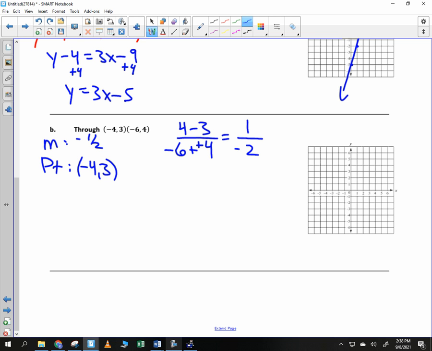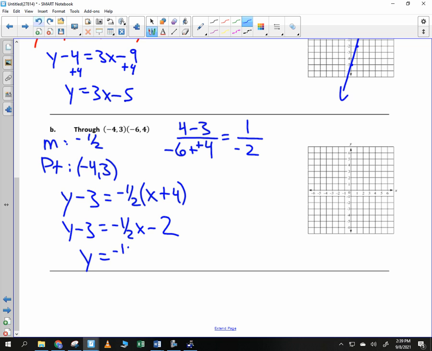If you want to choose (-6, 4) instead of (-4, 3), you can. But either way, when we set it up, y minus 3 equals -1/2 times x plus 4. When you distribute, y minus 3 equals -1/2 x, and negative 1/2 times positive 4 is negative 2. Add the 3, we get y is negative 1/2 x plus 1.